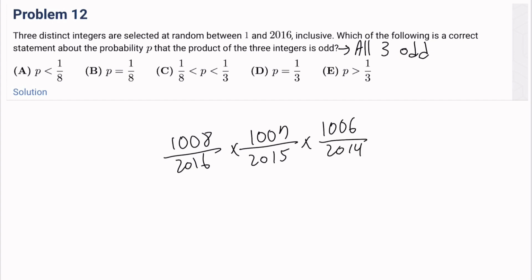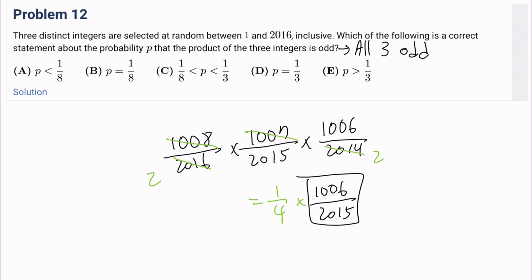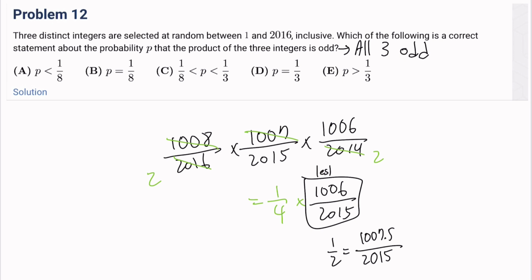And if you see, these two cancel to make 2, and so this is 1 over 4 times 1006 over 2015. We can see that this is close to 1/2, but 1/2, if it's going to be over 2015, has to be 1007.5, and so this is less than 1/2, right?